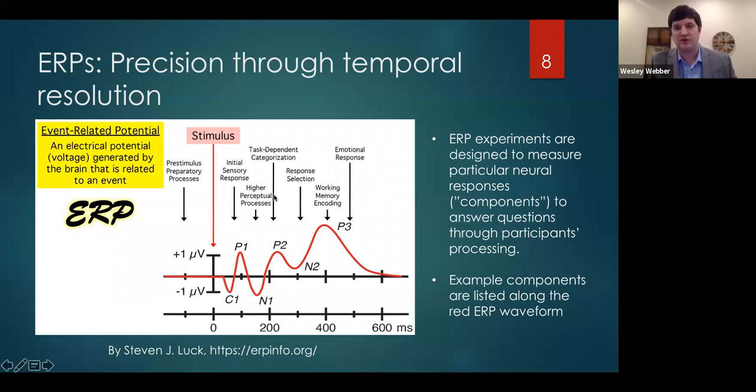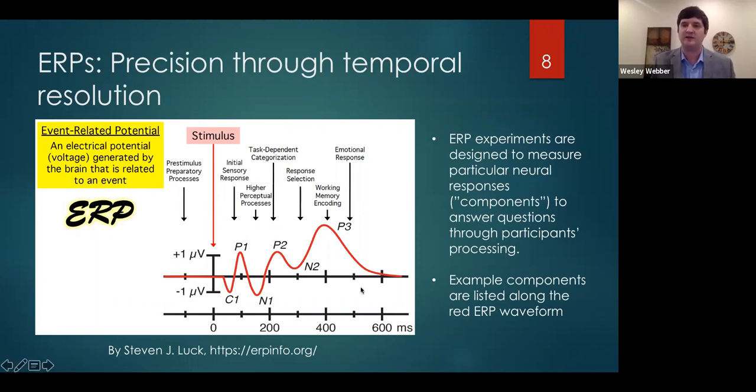And then as time goes on, these later components are higher perceptual processes. At this point, we can categorize different items based on a certain task in an experiment. Around this point, and these are milliseconds at the bottom here, response selection occurs. We tend to have working memory encoding here, and emotional responses can occur right around here.